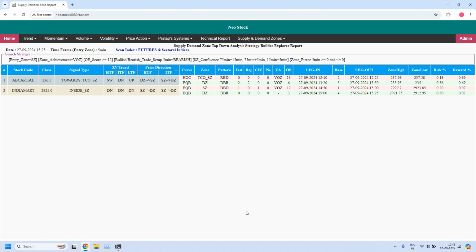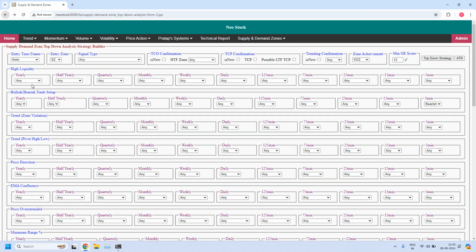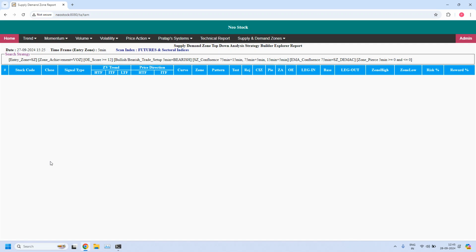That means the 75-minute zone, and in India Mart, the trend is a downtrend. If the 75-minute zone is having daily EMA confluence, it's even more high probability. Let's verify. In the EMA confluence at 75 minutes time frame, looking for 75-minute supply zone with daily EMA confluence. No, it's not having any EMA confluence. So this is about bearish trade setup for hourly income trade.